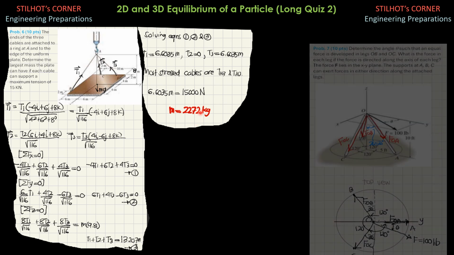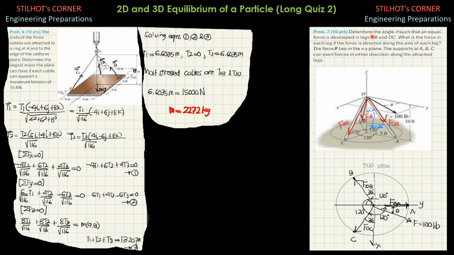And finally, problem 7: determine the angle theta such that an equal force is developed in legs OB and OC. What is the force in each leg if the force is directed along the axis of each leg? The force F lies in the XY plane. So this is on the XY plane. It has no Z component.